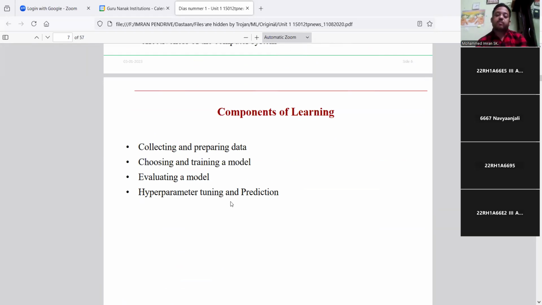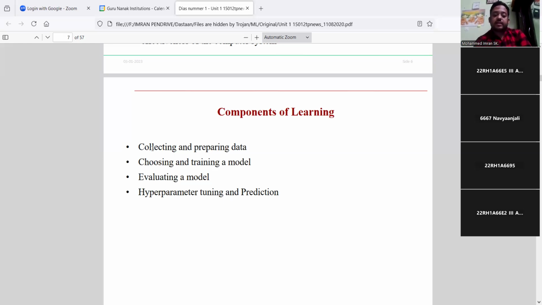These are the basic components of learning: collecting and preparing data, choosing and training a model, which model is efficient depending upon the data set. If you have an image data set with a few images, we won't use machine learning; we can, but if you have thousands or millions of images, then it will be deep learning. So it depends on the type of the data set. Next, evaluating a model, hyperparameter tuning, and prediction. These are the components of learning.